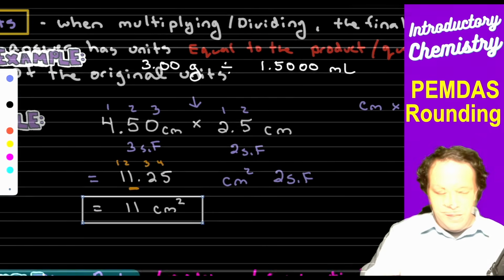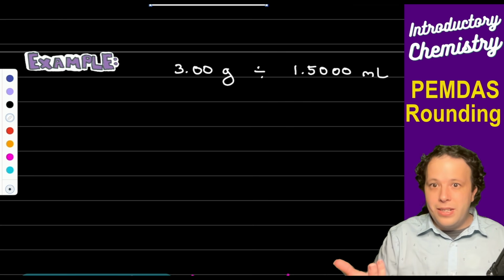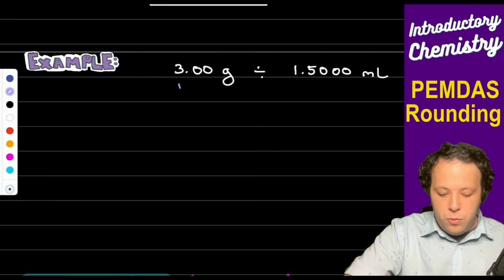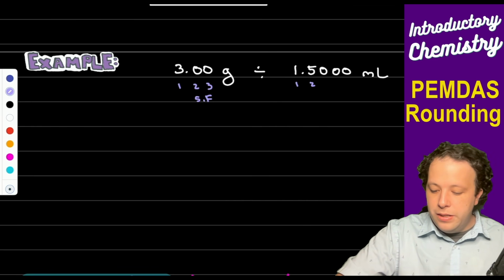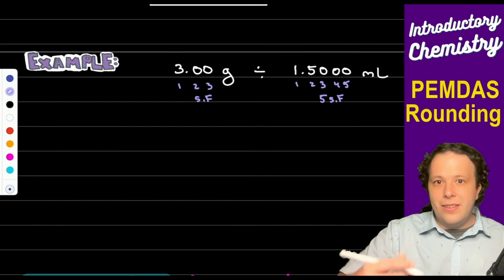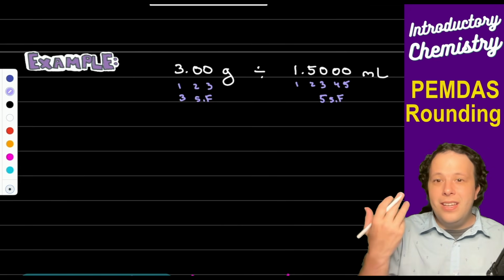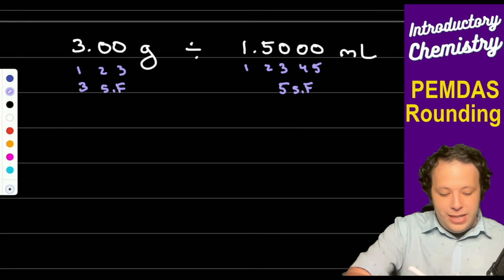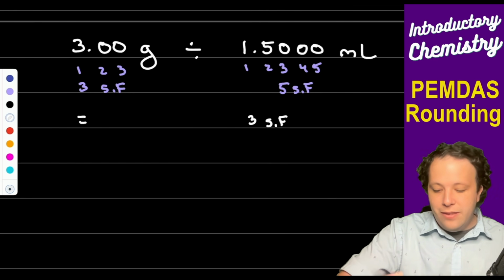Let's go to the next one. As you can see, we have the following problem. This time it's division. A couple of things we've got to do first. First, let's count our number of sig figs. So we have 1, 2, 3 sig figs. For the next one, we have 1, 2, 3, 4, 5 sig figs. Now the idea is that you bring down whatever the lowest number of sig figs was. 3 is our lowest amount. So our final answer, when we solve for it, is going to have 3 significant figures.